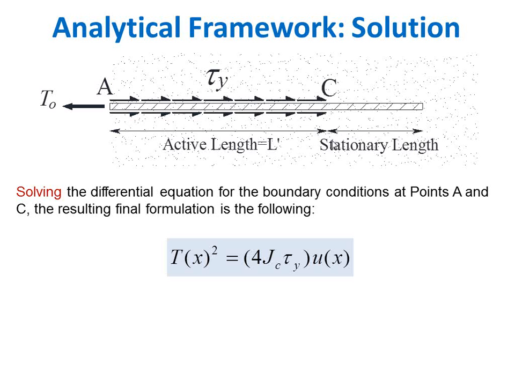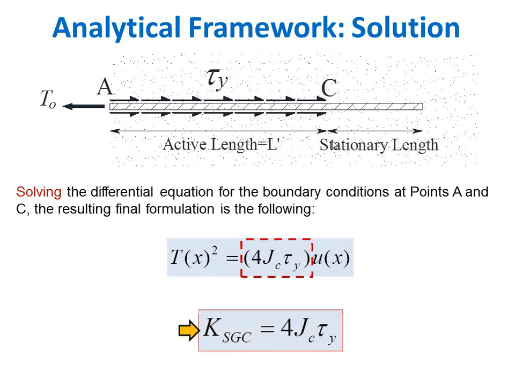But we can do better than intuitively. We can go to the lab and check if this makes sense. So essentially, the math tells us, with important assumptions, that the square of the tension at any given point in the reinforcement is directly proportional to the displacement at that point. And this is a constant that we're going to call the stiffness of the solid geosynthetic composite.